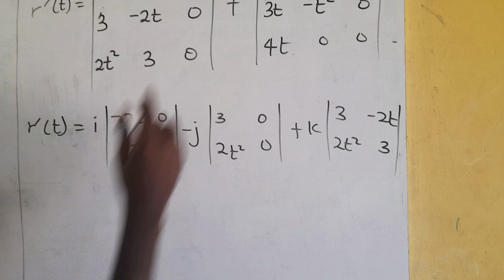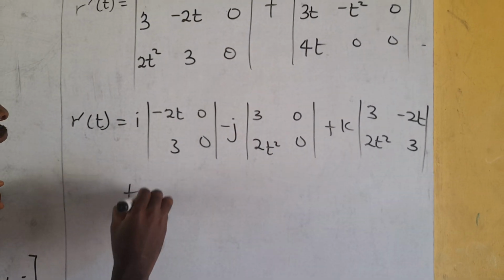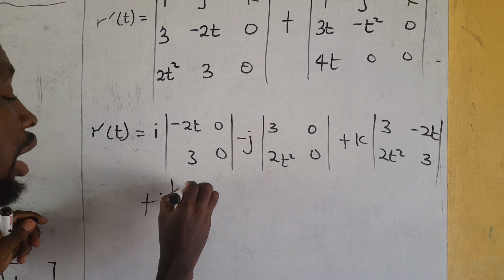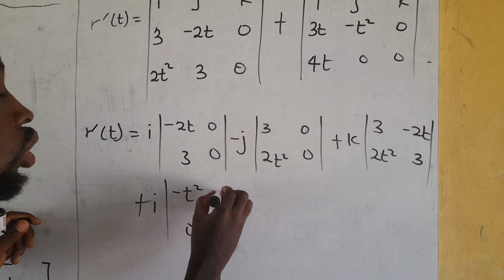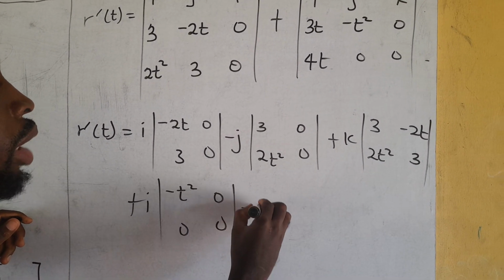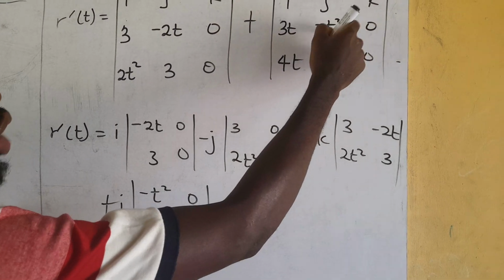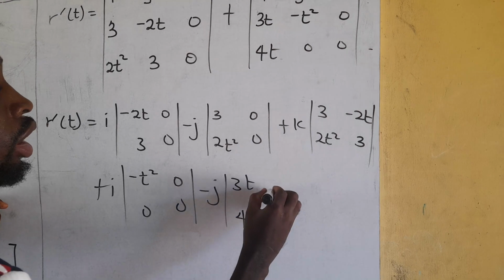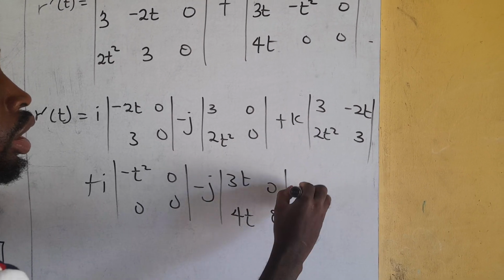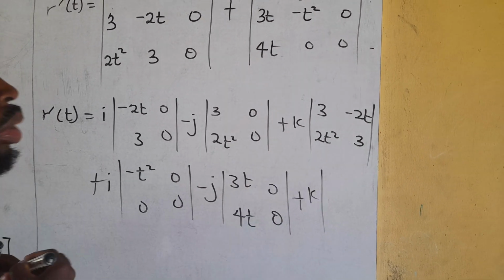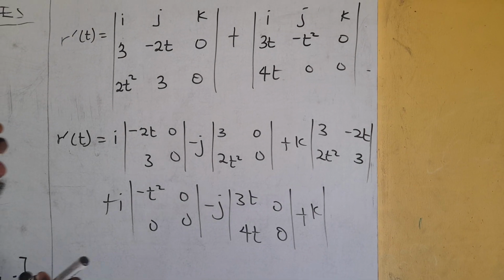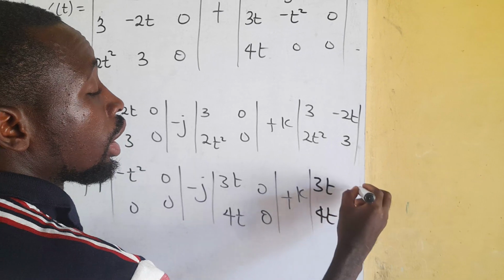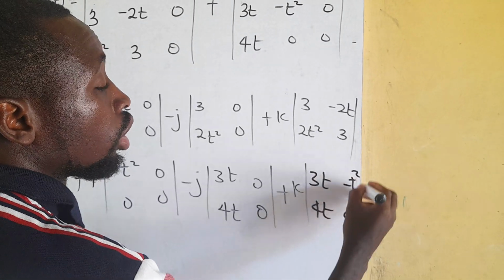That's for this. Then plus this, the i direction again. The determinant of what is not under the i. That's minus t squared, 0, 0, 0. Then minus j, the determinant of what is not under the j. That's 3t, 4t, 0, 0. Then plus k, the determinant of what is not under the k. And what is not under the k is 3t, 4t, negative t squared, and 0.